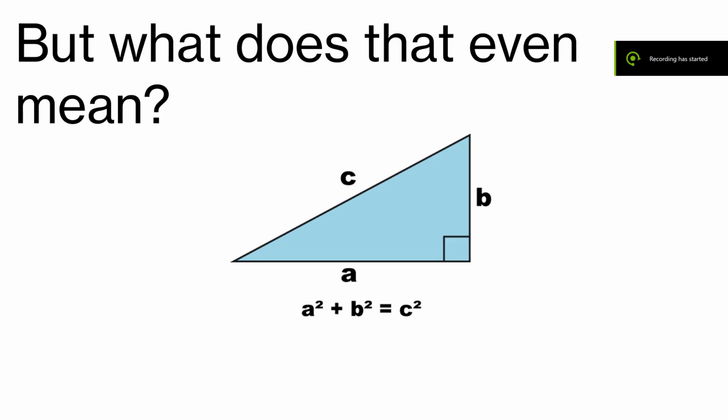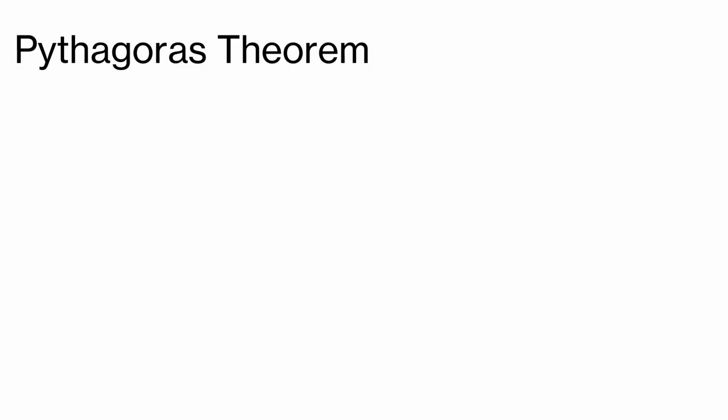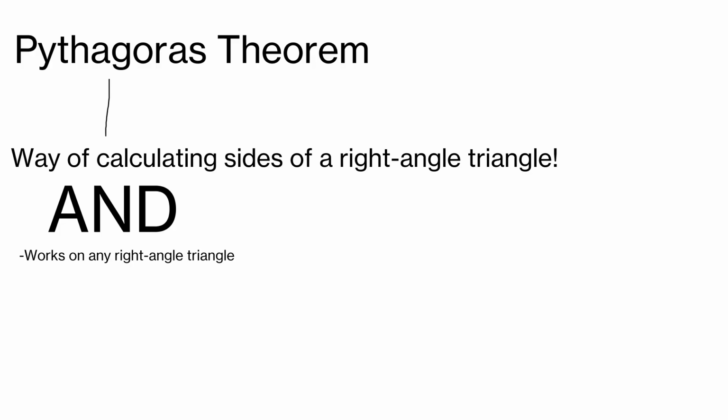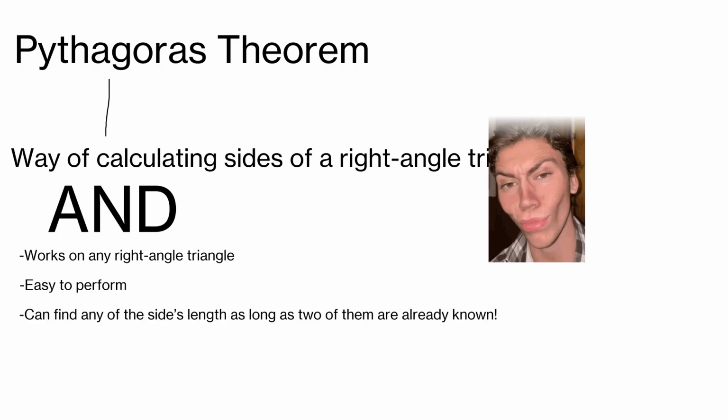So what's the big deal? Well, here's the formula. But what does that even mean? I'm glad you asked. The Pythagoras theorem is a way of calculating the sides of a right-angled triangle, and it works on any right-angled triangle, is easy to perform, and can find any of the sides' length as long as two of them are already known.